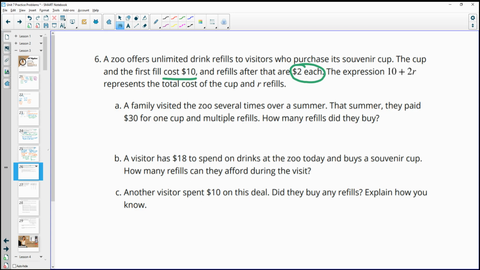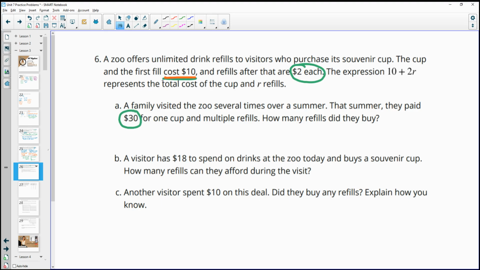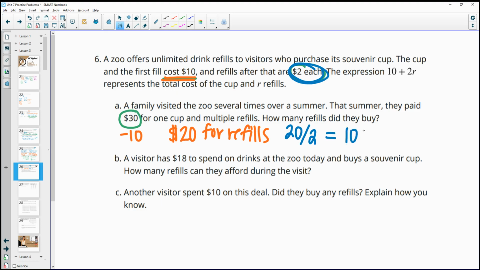Part A says a family visited the zoo several times over the summer. That summer they paid $30 for the cup and multiple refills. So how many refills did they buy? Well, we have this original cost of the cup, right? So they initially had to pay $10 for the cup. So if we subtract $10 off of here, then we know that they have $20 left for the refills. And then we know that the refills are $2 each. So we can take that 20 and divide it by 2, and that will tell us that we have enough money for 10 refills.